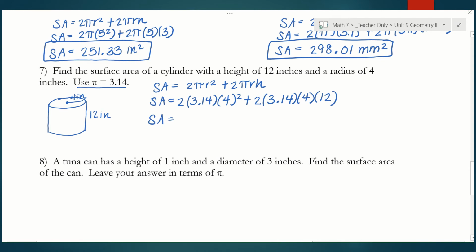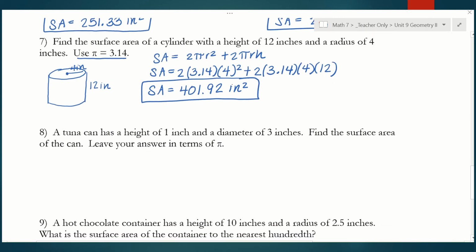So there should be no rounding when you get your answer to this. Whatever the decimal is, we're going to write it out, because we're using 3.14, it's already been rounded for us. So if you type all that in, 401.92 inches squared is what you should get.